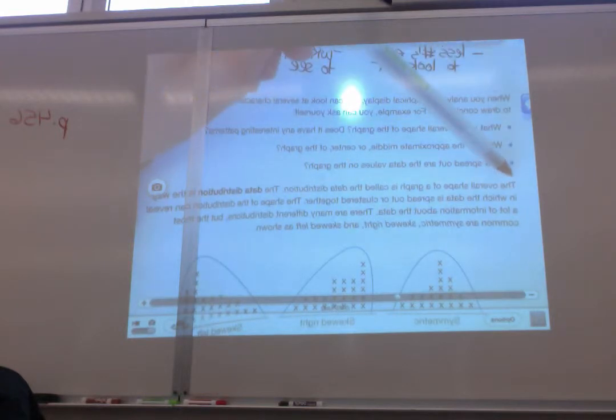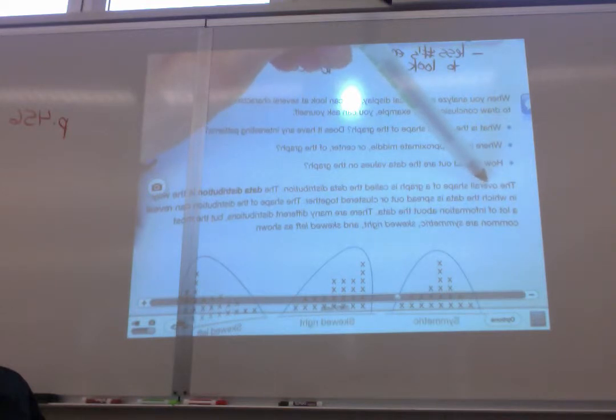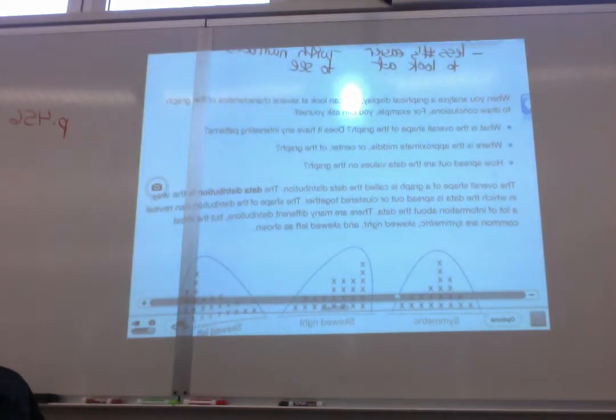Thank you. Christian, the overall shape. The overall shape of the graph is called data description. The shape of the distribution can reveal information about the data. There are many different distributions. Common are skewed right and skewed left. Okay, so these are three patterns that you see often in graphs of this sort: symmetric, skewed right, skewed left.